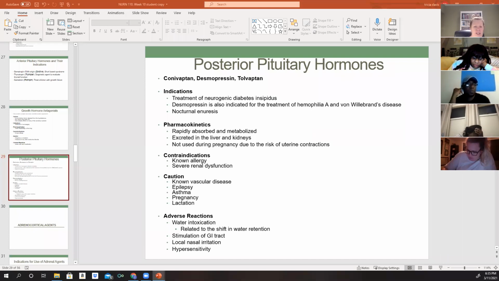Some adverse reactions that we see. So sometimes there's a huge shift in water retention throughout the body. So it can actually cause water intoxication to the patient. So you want to closely monitor their labs and their electrolytes. It can cause stimulation of the GI tract, which can cause a whole bunch of issues. Some people say that it causes local nasal irritation, and then sometimes people just get a hypersensitivity from it.